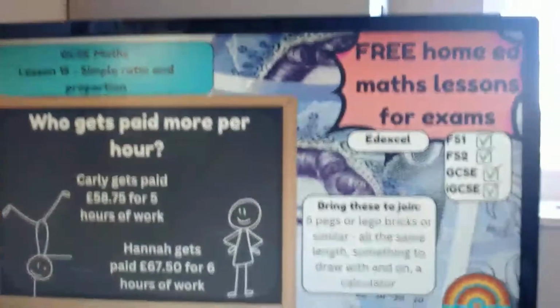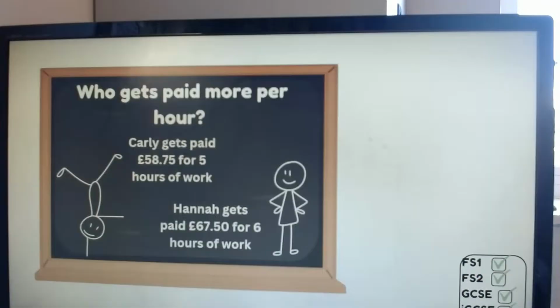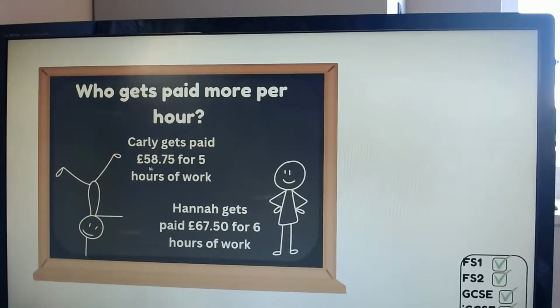I need to change my slide and I've run out of hands. Let's do it. Here we go. So Carly gets paid £58.75 for 5 hours of work. Hannah gets paid £67.50 for 6 hours of work. But I wanted to know who gets paid more per hour.